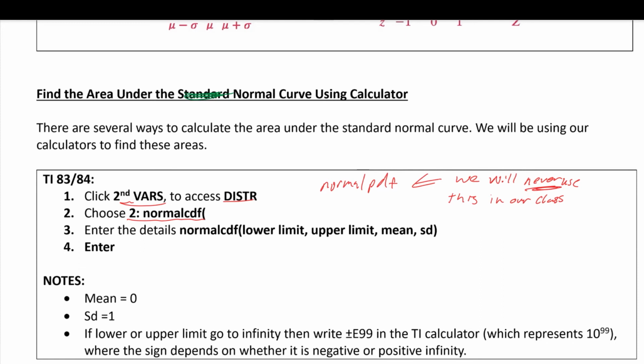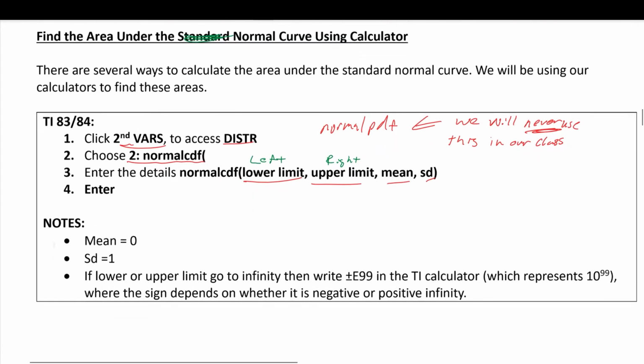What are the inputs? Well, we have the lower bound, your upper limit, your mean, and your standard deviation. What they mean by lower is really leftmost value. Upper is rightmost value. For a standard normal, the mean is going to be 0 and the standard deviation is 1.